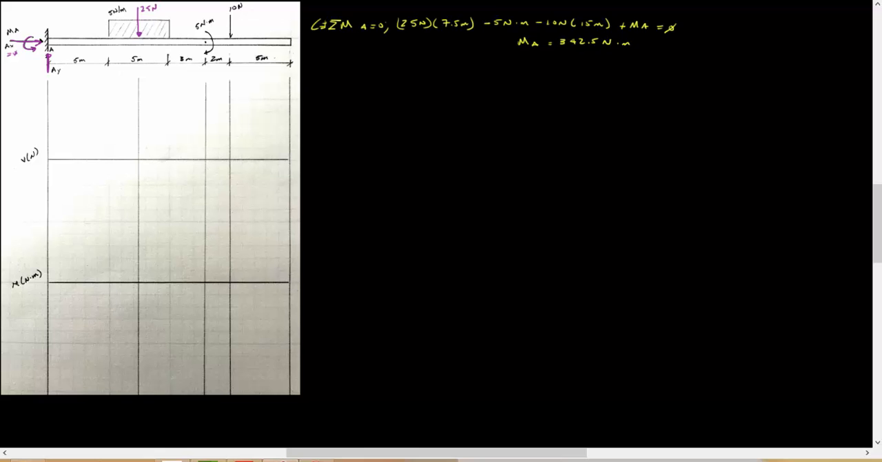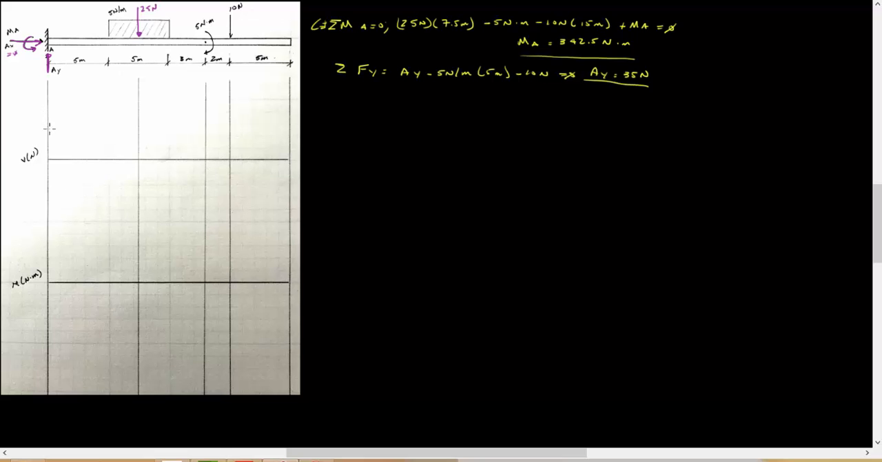If I sum my forces in the y, I get that AY minus 5 newtons per meter times 5 meters minus 10 newtons is equal to 0. So AY comes out to be 35 newtons. So those are the two reaction forces that I'm going to be needing. And then if you sum your forces in the x, you have nothing. So that's just going to be 0.